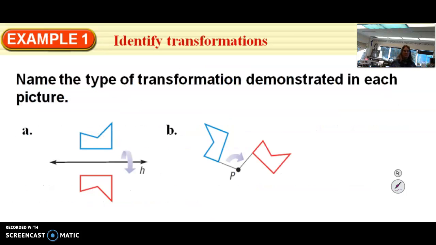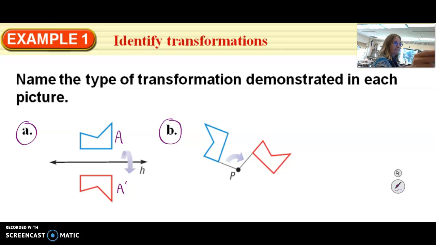Here's a couple of transformations. In part A, we have the blue, let's call that A, and the red we'll call the image A prime. What type of transformation do you think this is? Is it a translation, which moves things left, right, up, down? A rotation, which turns things, or a reflection, which reflects a figure across a line? And what about B? Is it a translation, a rotation, or a reflection?